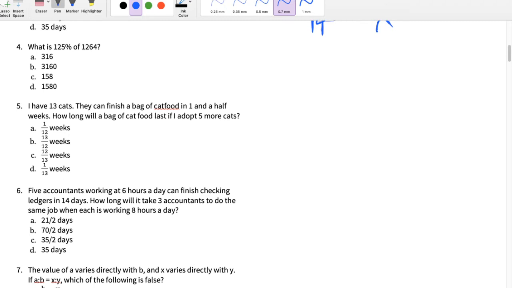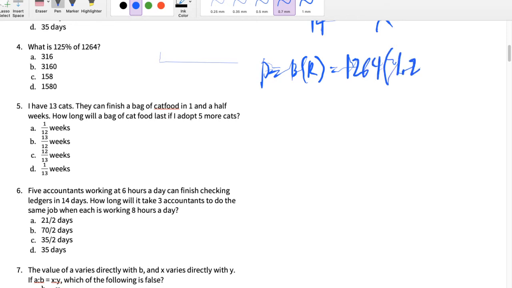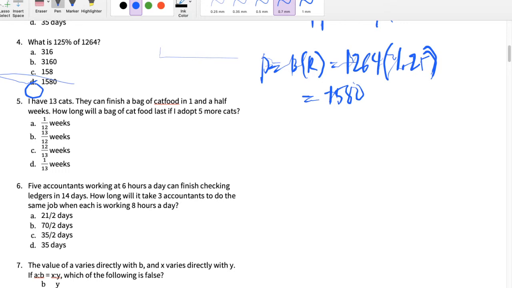Okay, how about number 4? What is 125% of 1,264? Okay? So we just multiply here because percentage is equal to base times rate. Our base here is 1,264. Our rate here is 1.25. If you multiply this, you will get 1,580, or letter D.